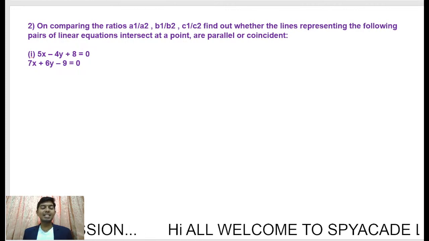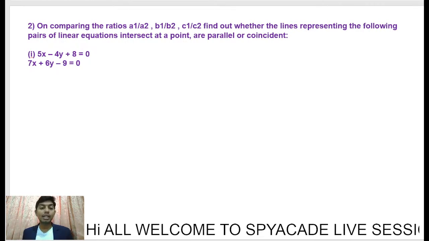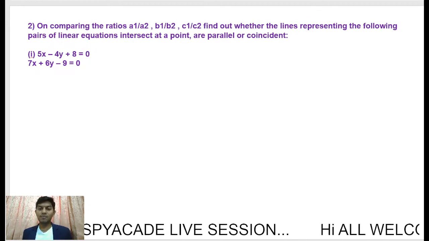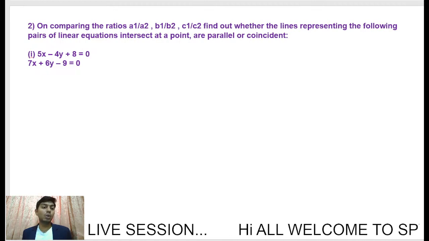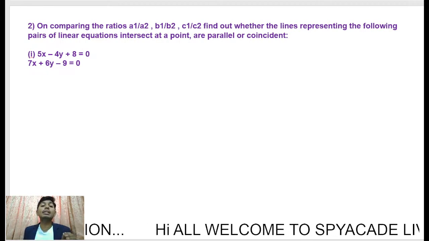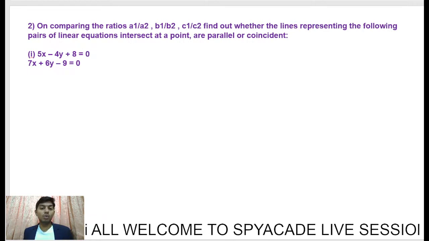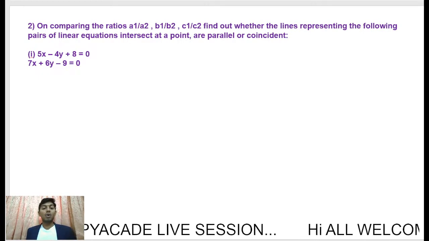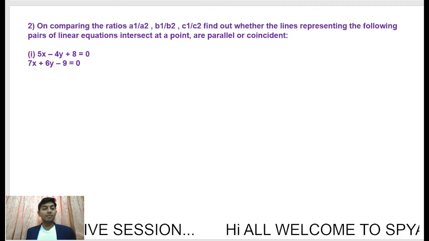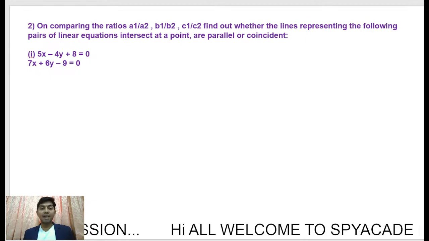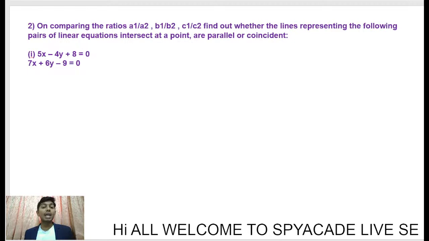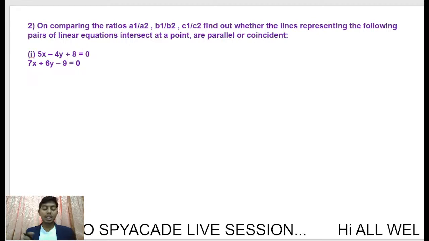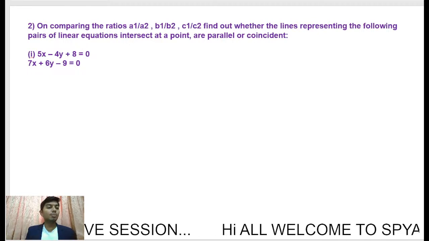Right? So here is the next question on comparing the ratios A1 by A2, B1 by B2 and C1 by C2. Find out whether the lines representing the following pairs of linear equations intersect at a point, are parallel or coincident. Fine. So we have to just find the conditions. If it is intersecting, then it will be having some value, right? So based on the condition, you have to check with the table. I will show you the table, so you can just check with the table and then you can tell me the answer, right?